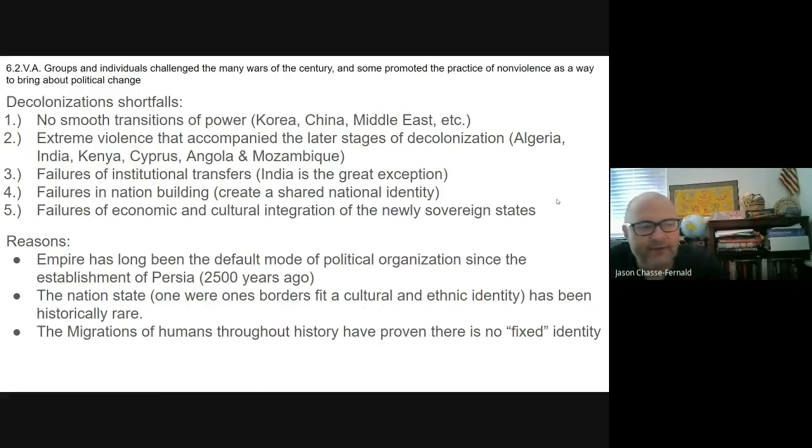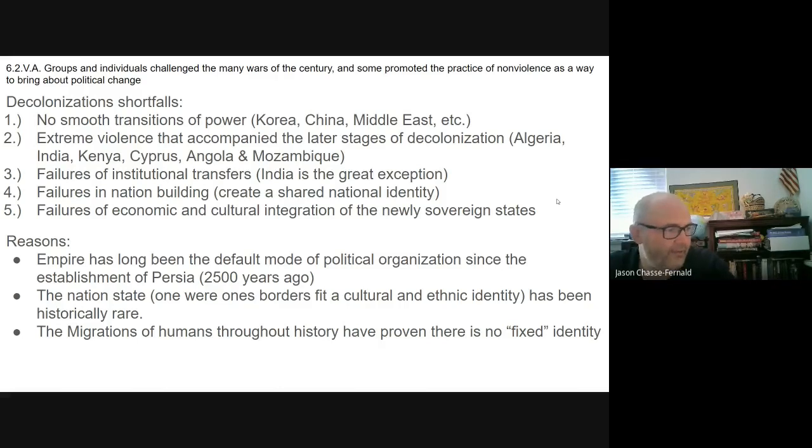Empire is the default mode of political organization for the past 2,500 years since Persia. Or for those of you who are really into ancient world history, you could even argue 3,000 years if you want to go back to Akkadia, or the Assyrians, right? The Assyrian Empire. But empire is the default, right? You're either growing or you're not. You're expanding or you're not, right?